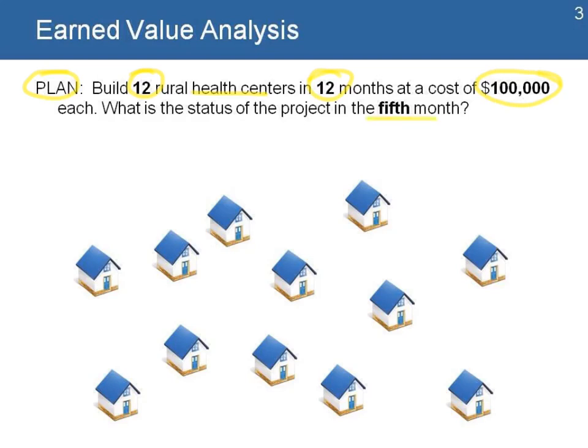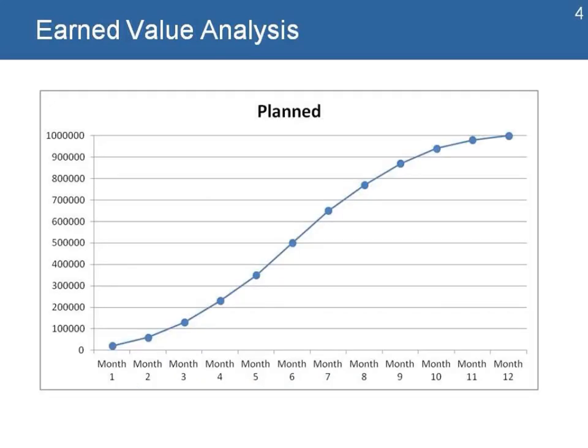So I have these 12 health centers that I need to build in a year at a cost of $100,000 each. So I have my budget, my time, and my scope. I first take my information and I develop my S-curve, or my plan value, which is the representation of all the costs that I will incur in the life of the project at each month, representing how much money I'm planning to spend at that level.